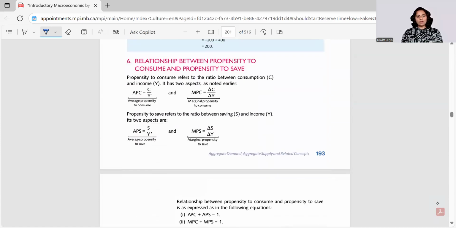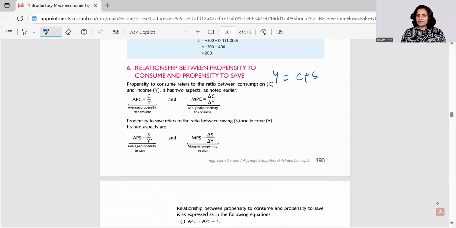Now, a small last concept for this video. What is the relationship between APC and APS, MPC and MPS? You must understand both of them together make one. Do we know Y is equal to C plus S? Yes, income is either consumed or saved. So if we divide both sides by Y, what does it give? Y by Y becomes 1. This becomes APC and this becomes APS. Hence, we say the sum of APC and APS is equal to 1.